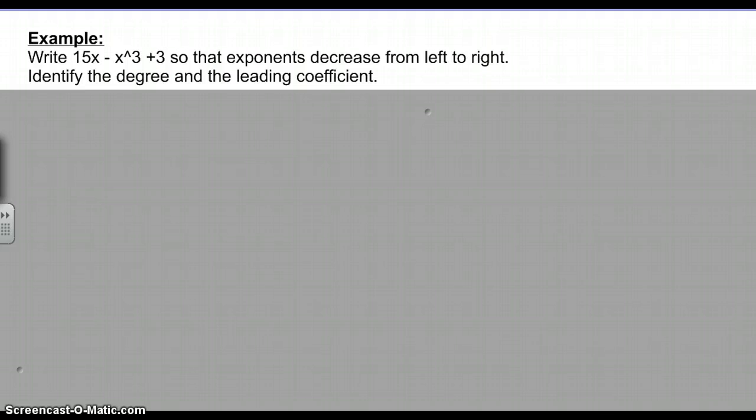So here's an example. They want you to write 15x minus x to the third plus 3 so that the exponents decrease from left to right. Then they want you to identify the degree and the leading coefficient. So take a look at that for a second, see if you can do that.